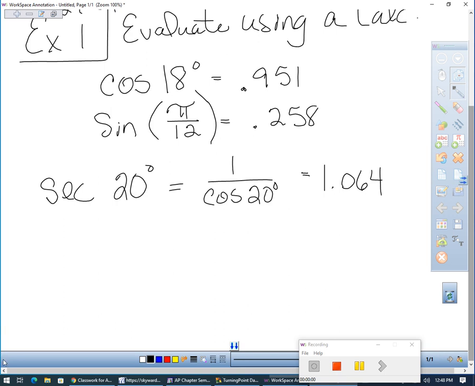All right, how about one more? Let's do the cotangent of pi over 4. Back to radians. Cotangent is going to be 1 over the tangent at pi over 4. One is correct.